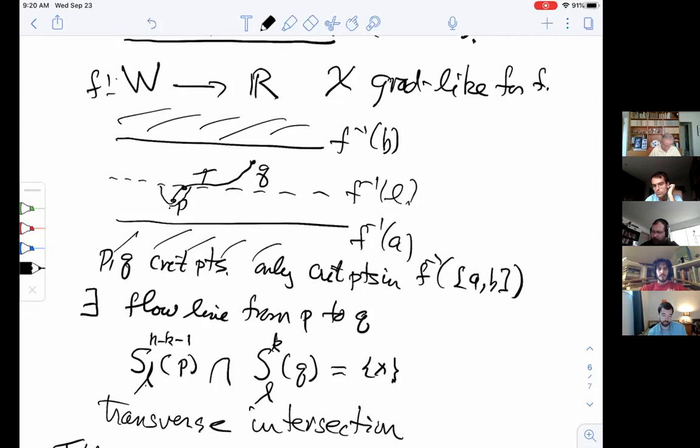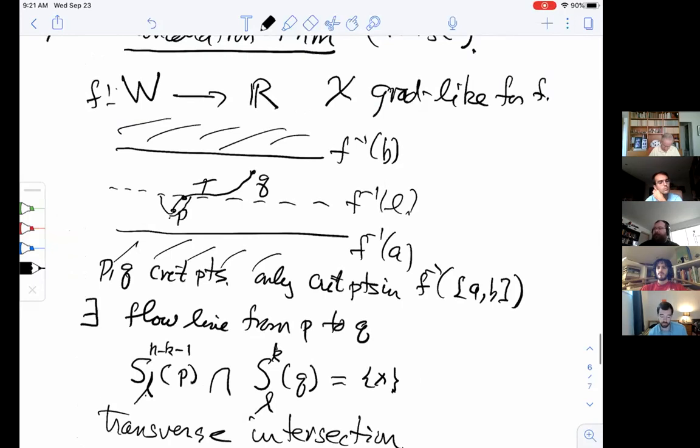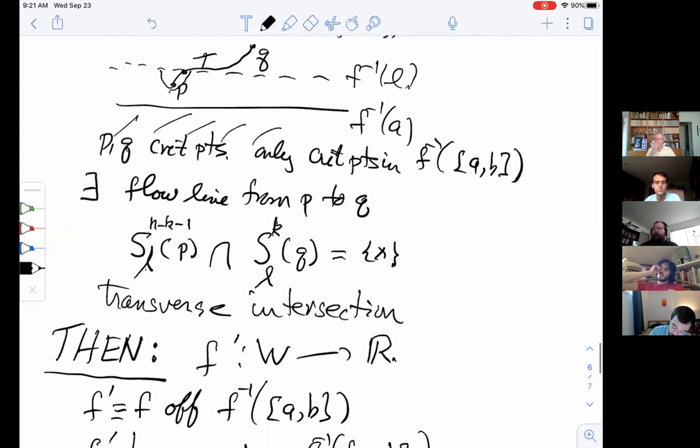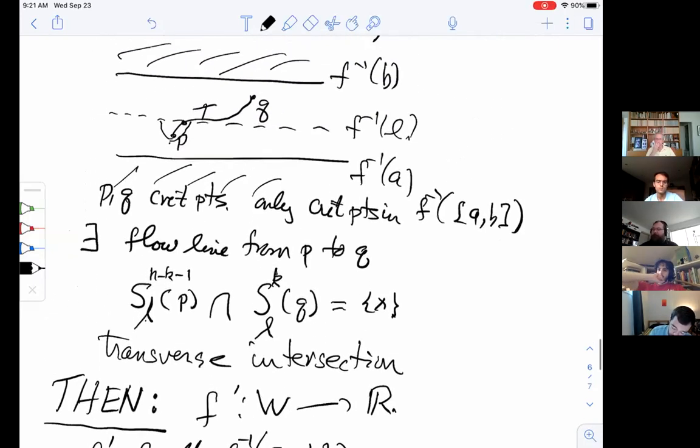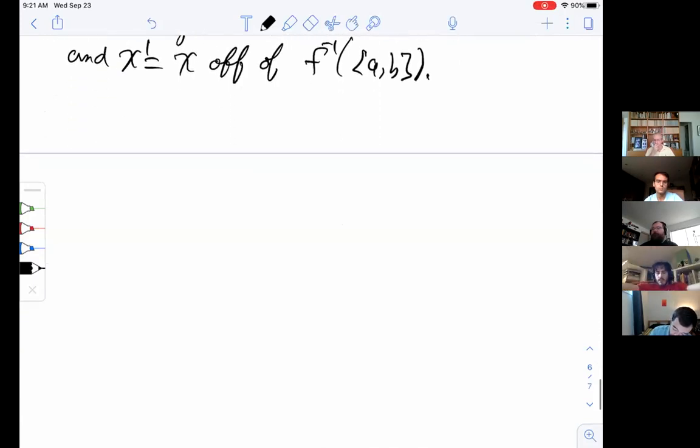In the region where there are critical points, F and F prime are the same, chi and chi prime are the same. All I've done is I've changed F in this region to make it straight, to a gradient-like vector field, so that F has no critical points, and the new gradient-like vector field goes from the bottom to the top. So I remove this pair of critical points. I cancel this pair of critical points without affecting anything else outside of this region where I'm canceling.